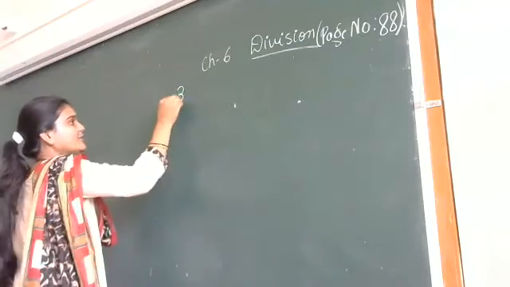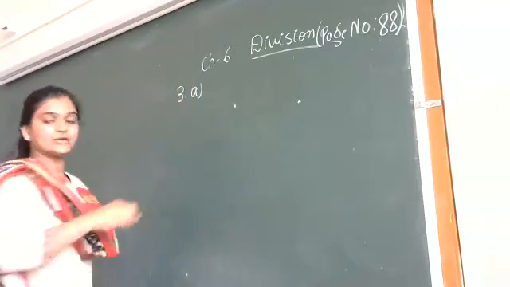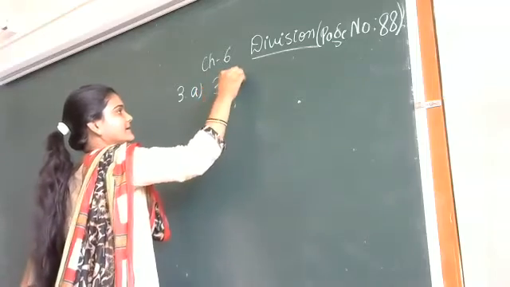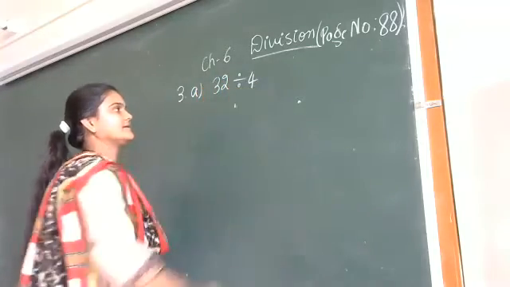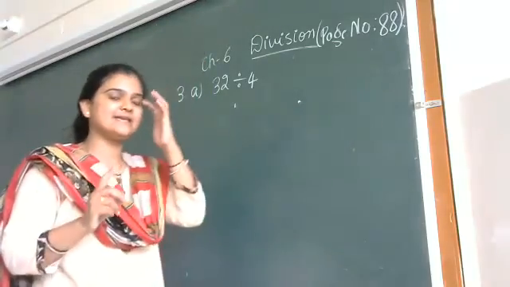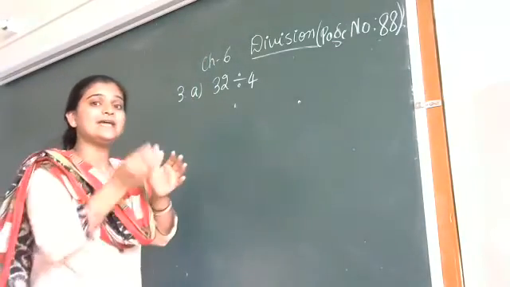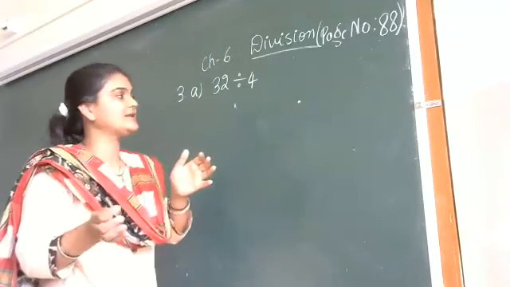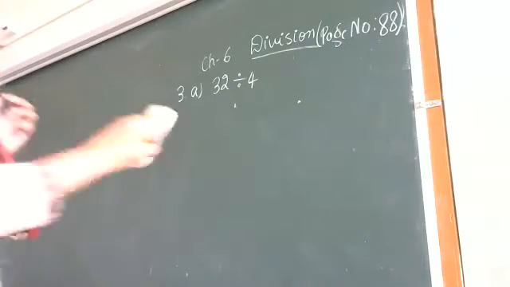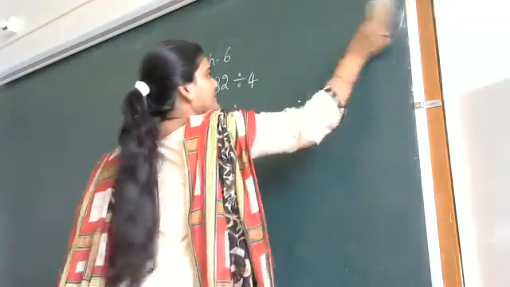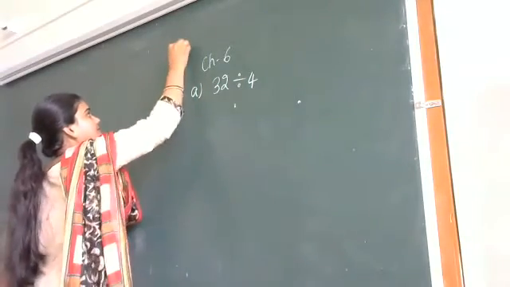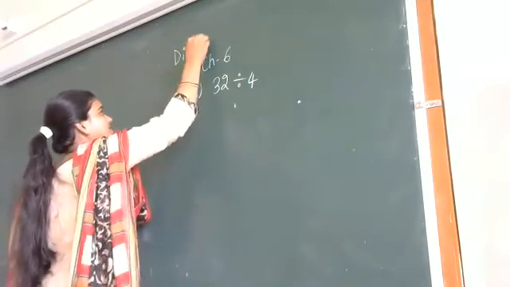See here, how will you do it? The question is 32 divided by 4. Ma'am, 32 is the dividend, 4 is the divisor and 8 is the quotient. Yes, very good. But see here, you will have to do it by repeated subtraction. Okay? I will erase this part. Ma'am, you want to write this in the classroom book? Yes.